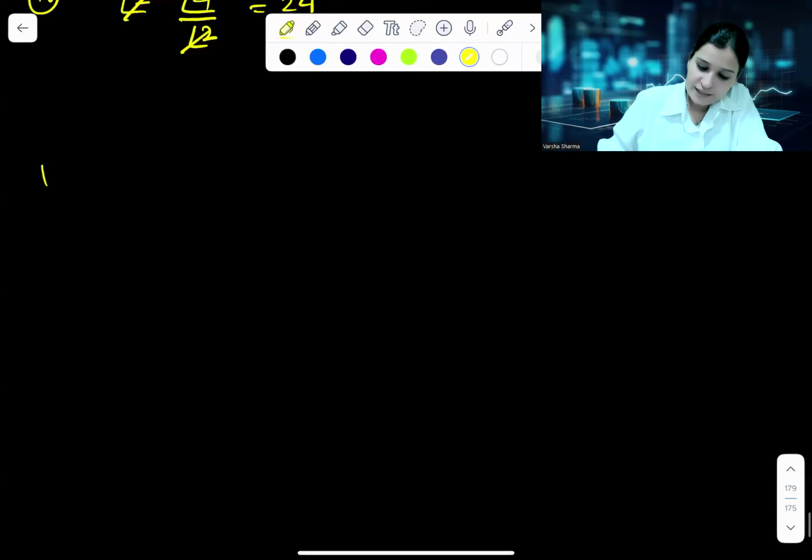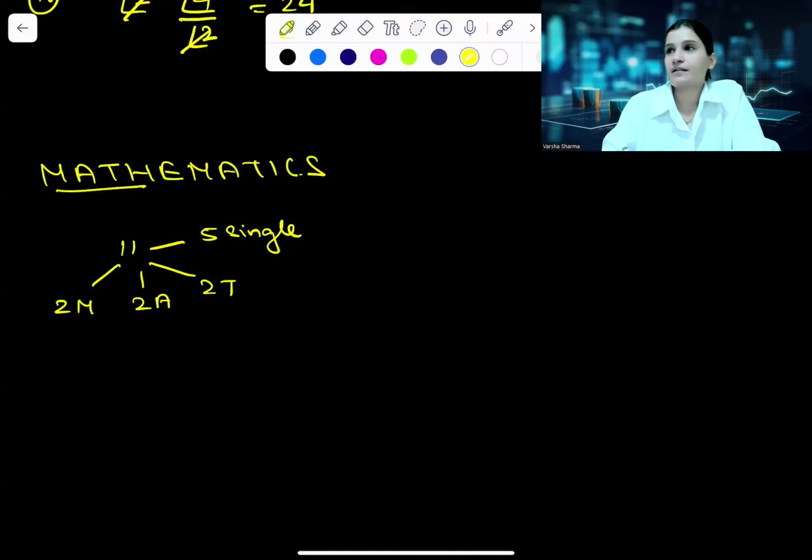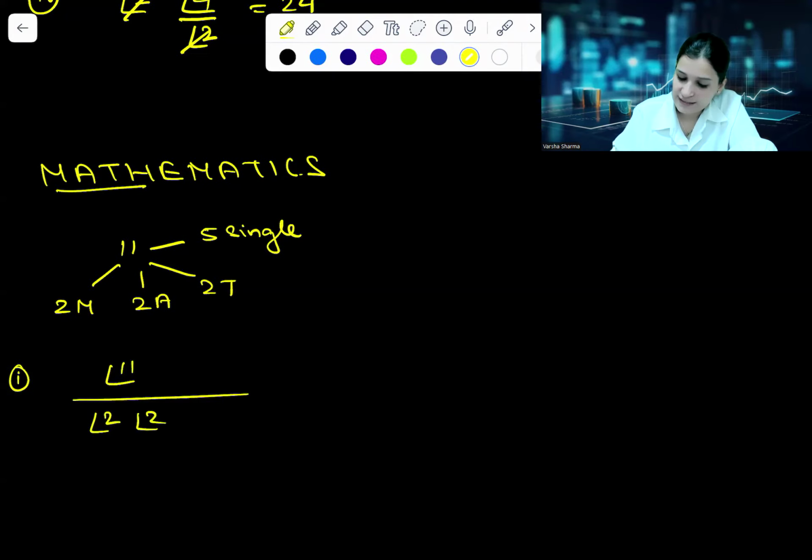Suppose the word is mathematics. In total, there are, I guess, 11 letters. There are 2 M's, 2 A's, 2 T's, and 5 single elements. In how many ways can we form a word? Total repetitions will get divided. That's an inbuilt problem. We need to deal with it. Understood?